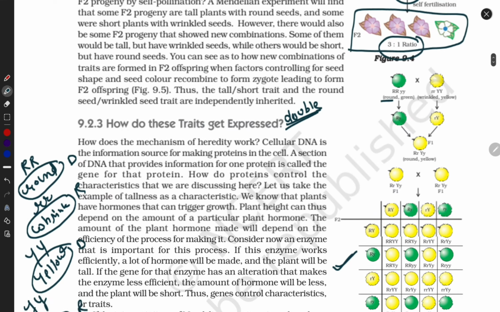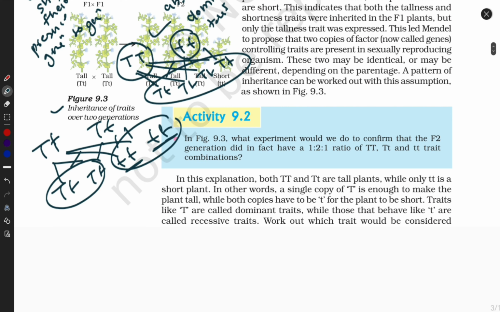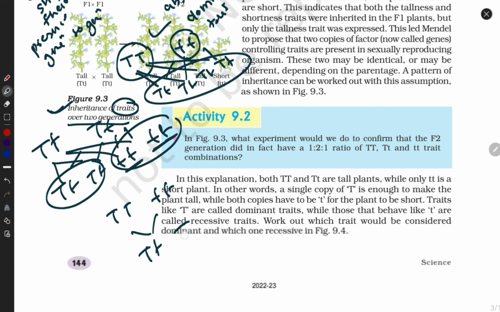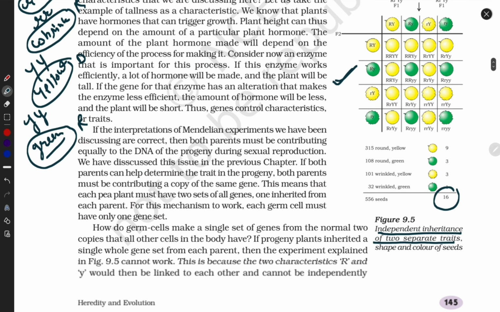If the question asks you to write down Mendel's two laws, then first you have to write the inheritance of traits over two generations. First generation this, and then second generation. You have to explain what dominant characters are, what recessive characters are, what the phenotypic and genotypic ratio of the F1 generation is, and what the phenotypic and genotypic ratio of the F2 generation is, and explain in an elaborate manner.